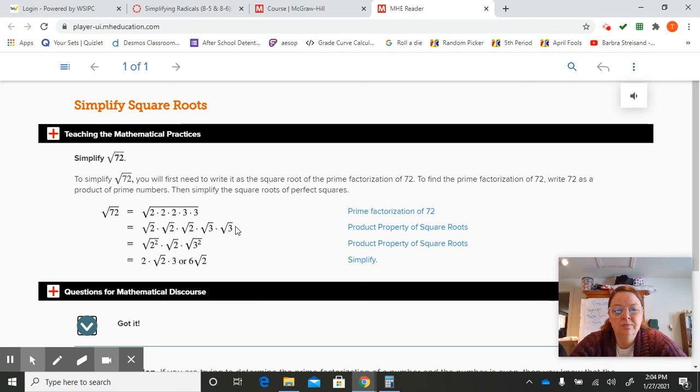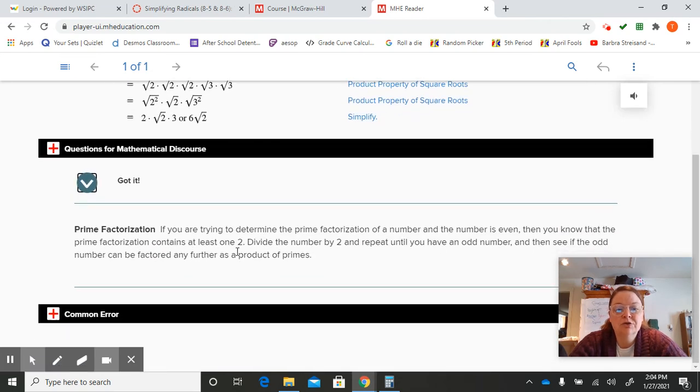There's a study tip here. Let's see what it says. If you're trying to determine the prime factorization of a number and the number is even, then you know that the prime factorization contains at least one 2. Divide the number by 2 and repeat until you have an odd number, and then see if the odd number can be factored any further as a product of primes. It's a good hint.